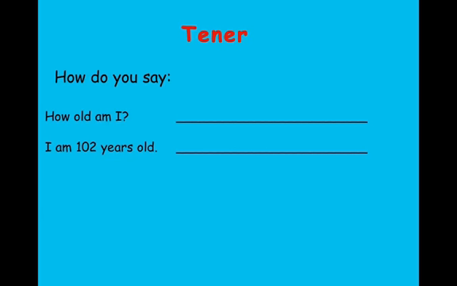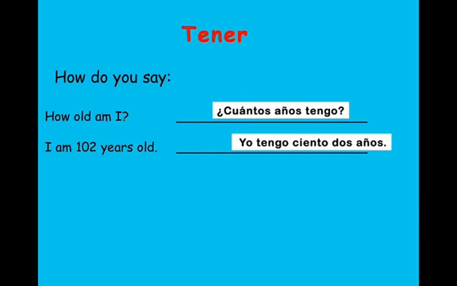Let's look at some examples here. How would you say, how old am I? Right. ¿Cuántos años tengo? You look at your little chart. I is yo tengo. I am 102 years old. Yo tengo 102 años.